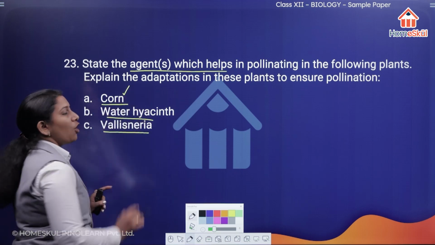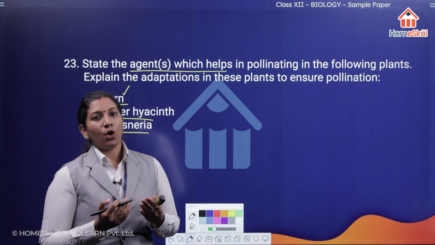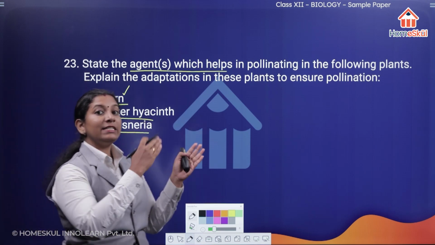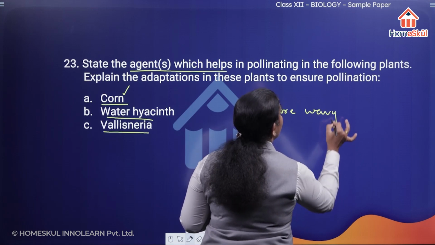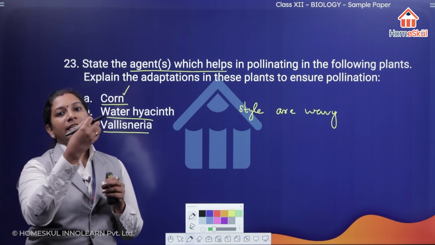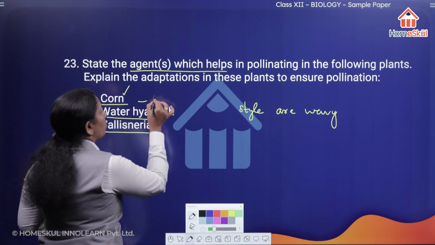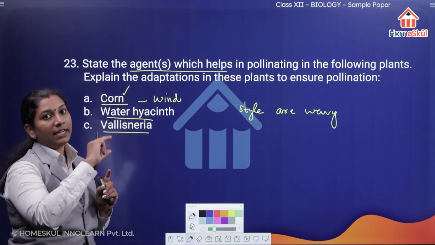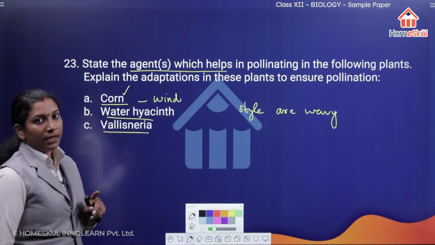So first we have to take the corn plants. You know the corn plants. In corn plants, the flowers will be arranged as an inflorescence. And the tassels of the corn cob, they are the stigma and their styles, the style of the corn. The styles of the corn plants are very much wavy according to the wind, and they will be collecting the pollen grains. That is the adaptation of corn plants for pollination. So, wind is the agent of pollination in corn plants. According to the wind, the styles of the corn plants will get wavy and they will collect the pollen grains. That is the method of pollination in corn, so wind is the agent.